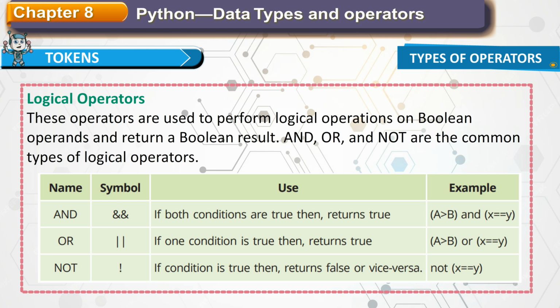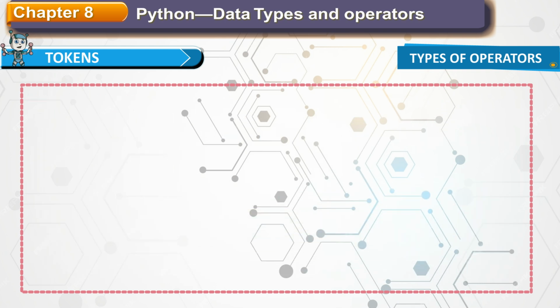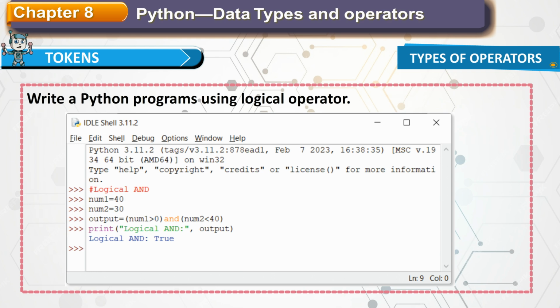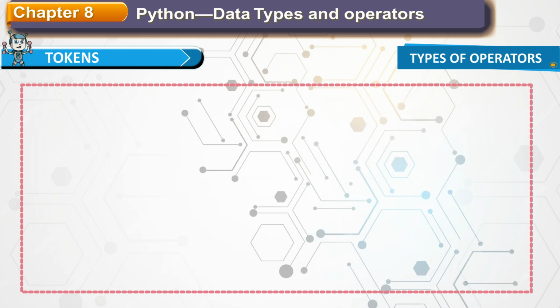A > B and X == Y. Or: if one condition is true, then returns true. A > B or X == Y. Not: if the condition is true, then returns false, or vice versa. not (X == Y). Write Python programs using logical operators.